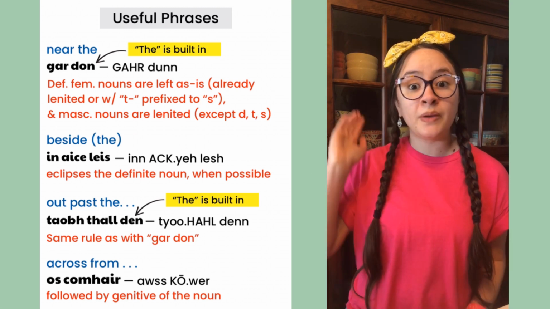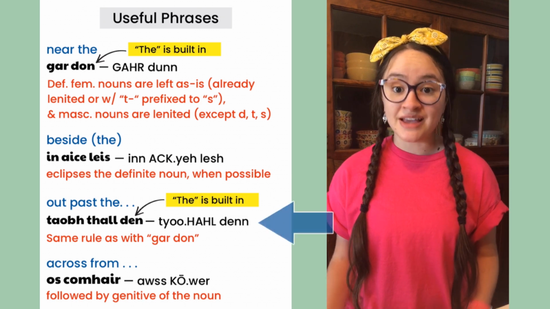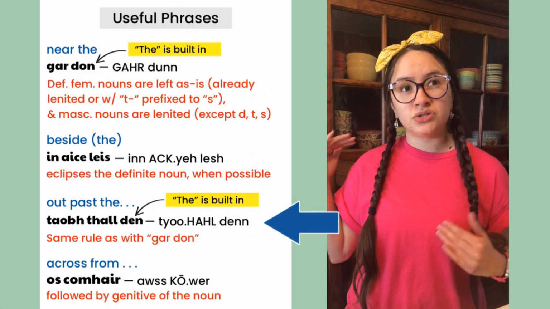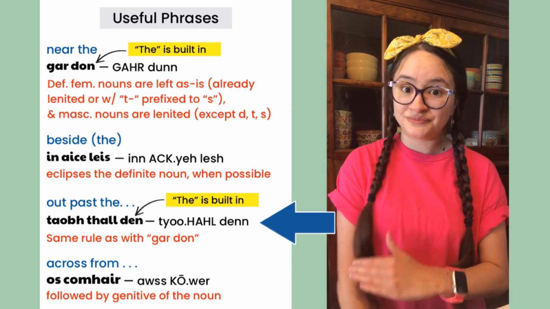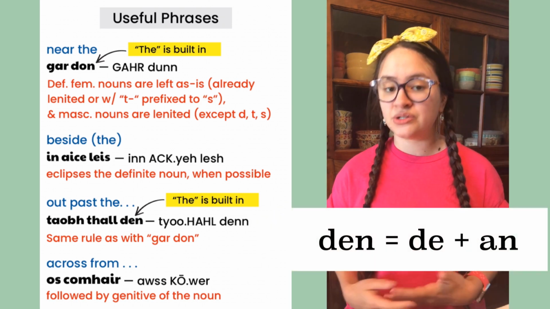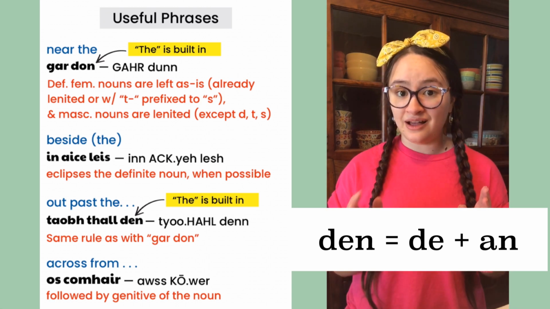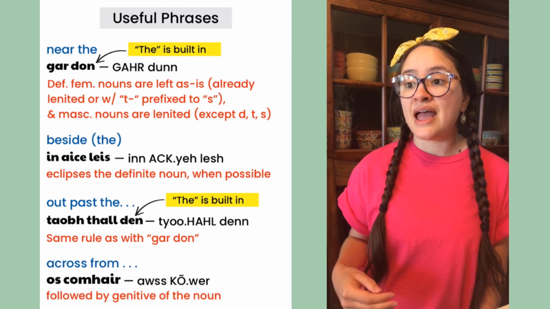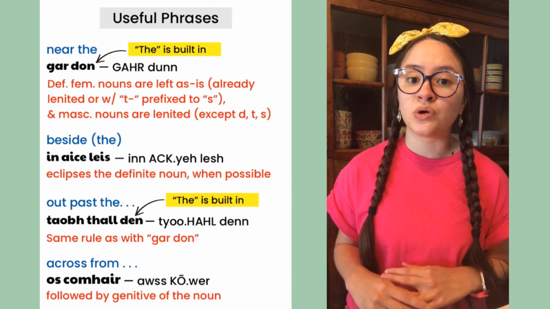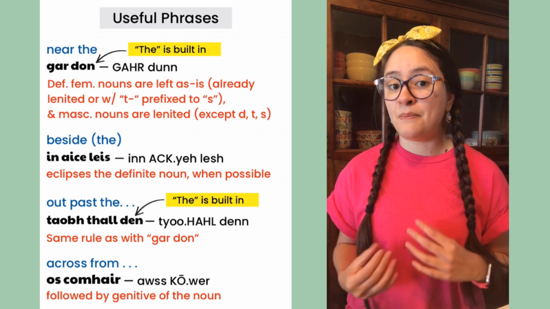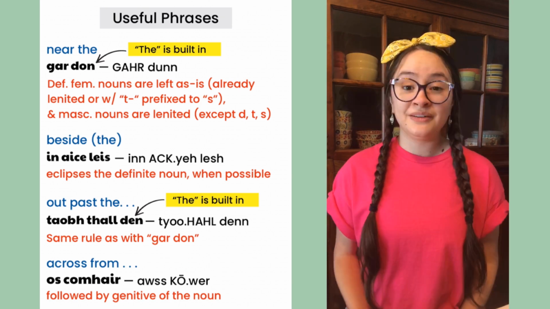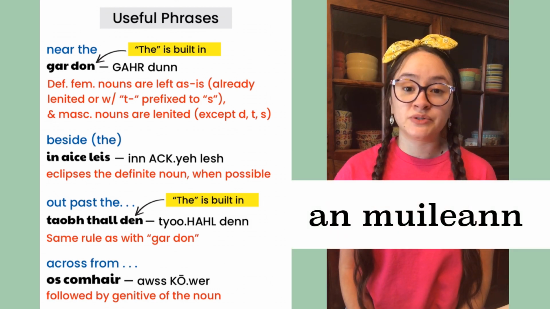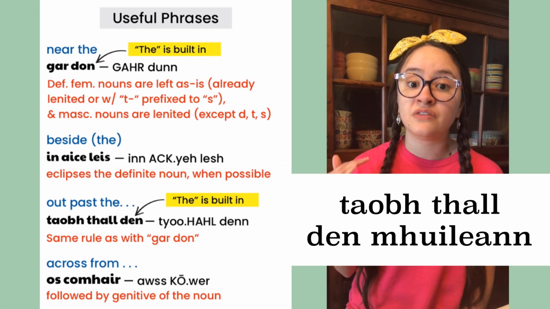Next, you might want to say out past the something or other. Out past the is tu halden. Tu halden, which literally means like a side beyond of the. And den is one of those combo words which means of the. D and un combined. Den. And the same rules apply following this phrase as gar-dun. So definite feminine nouns will remain unchanged and definite masculine nouns will be lenited when possible. So, for example, the mill is a masculine noun and it's unwillen. But if you say out past the mill, to haul den willen.